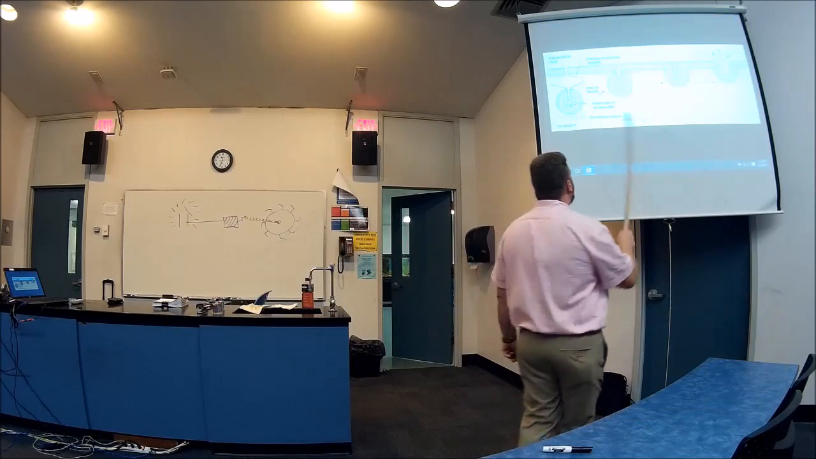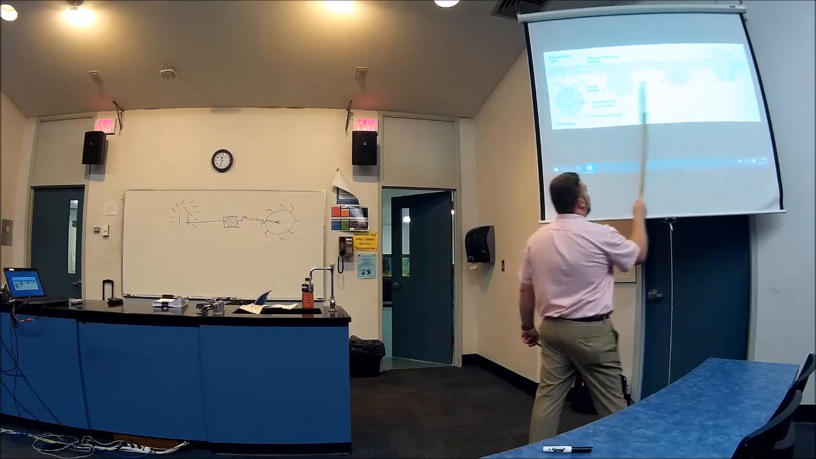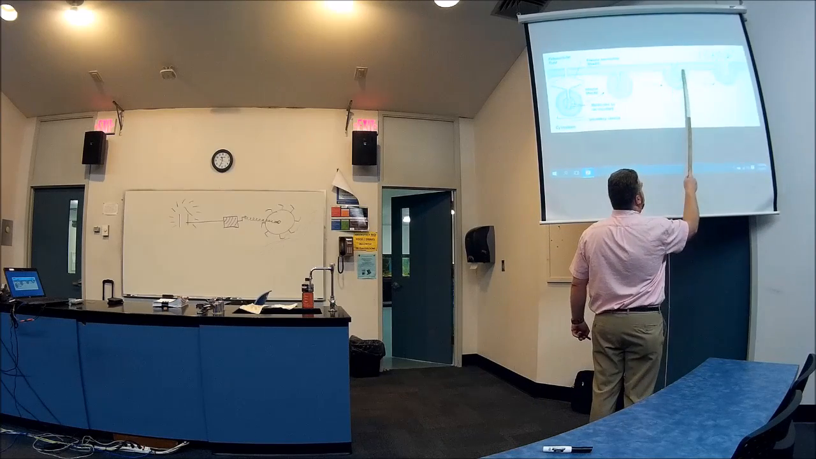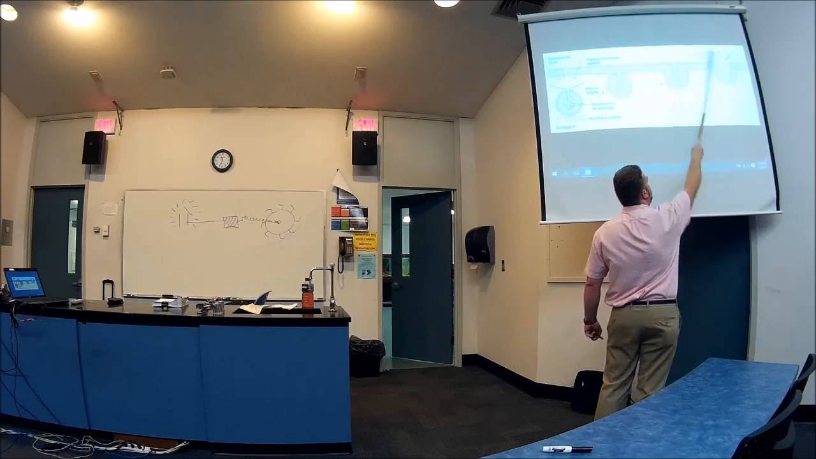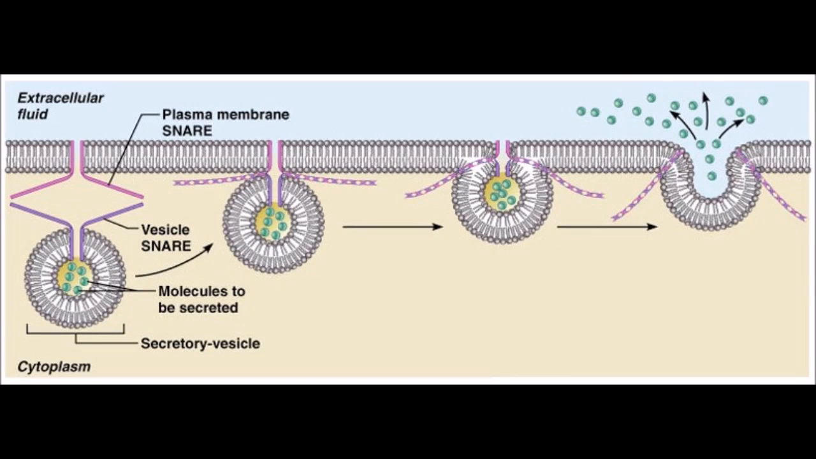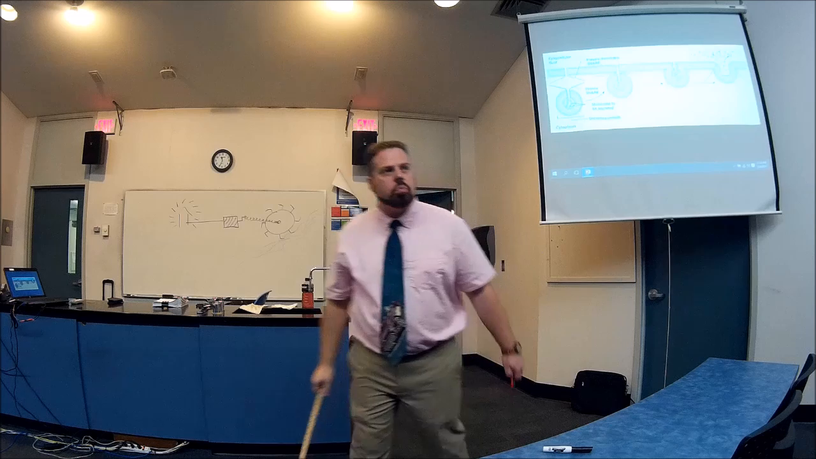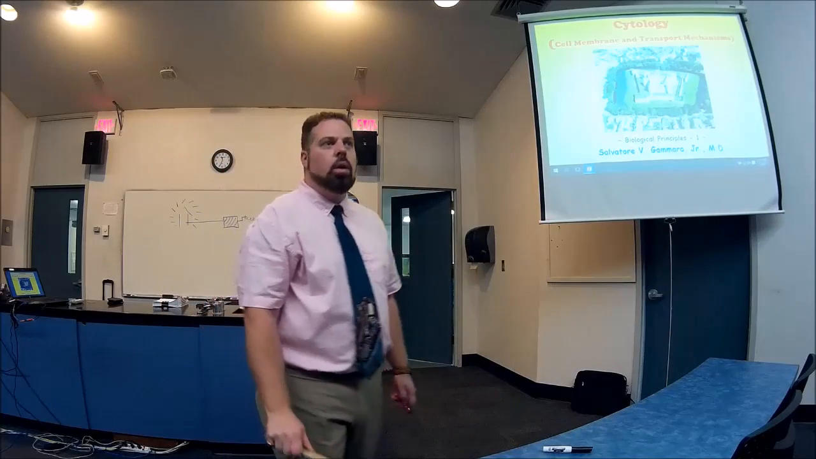All right? And again, these green balls need to go out, so here's inside the cell. The cell membrane kind of fuses with the wall of the vesicle and kind of puts it out. All right? Questions?